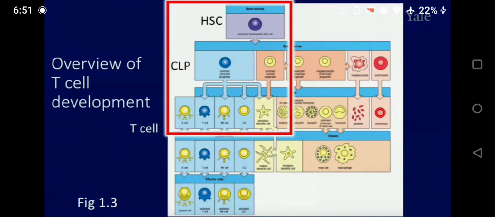And this will largely be covered in subsequent lectures. Today, we're primarily focusing on the stages of development that start at the hematopoietic stem cell stage, moving through the bone marrow to the thymus and undergoing the development primarily within the thymus.